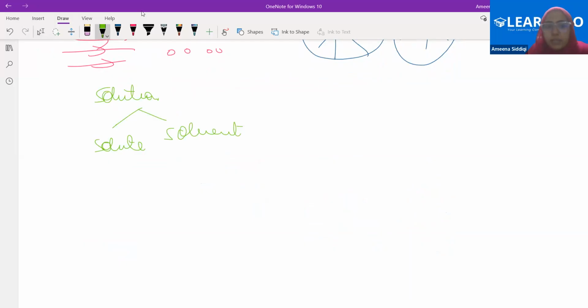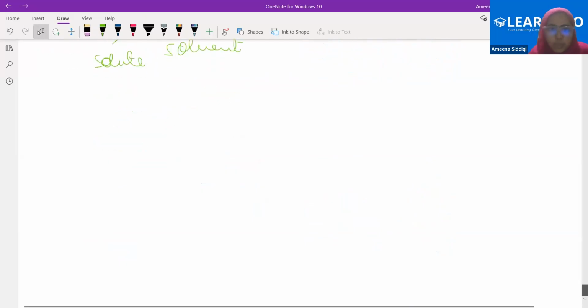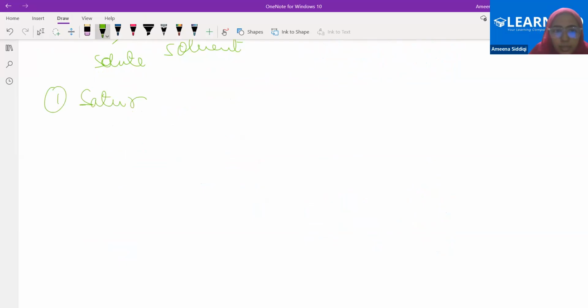Now, there are different ways to measure this. And what are those ways? First of all, there's a saturated solution and an unsaturated solution. Please try to understand this.